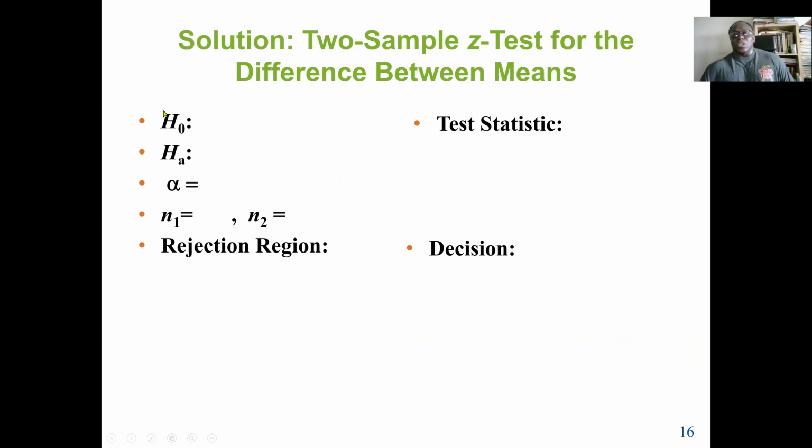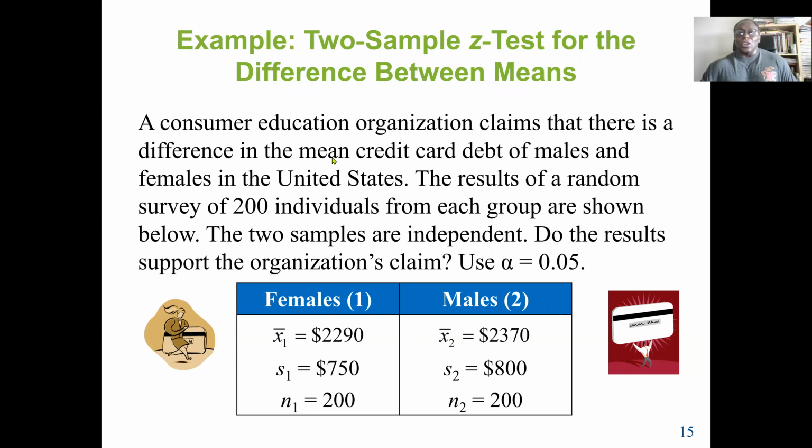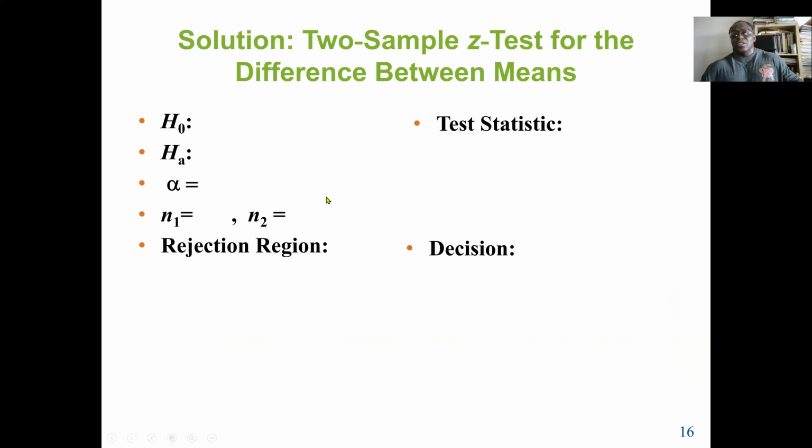So the first thing we're going to do is to state our H0 and HA. We can see from the question already, is there a difference? The claim said the consumer education organization claims that there is a difference. That is the claim, there's a difference. So H0 means there's no difference. HA means there's a difference. That's the claim. So we have HA, the mean 1 not equal to mean 2. Also, the alpha is given to us to be 5% or 0.05. And remember, we have the 200 given to us for both the male and female sample size. So this is the data we have.